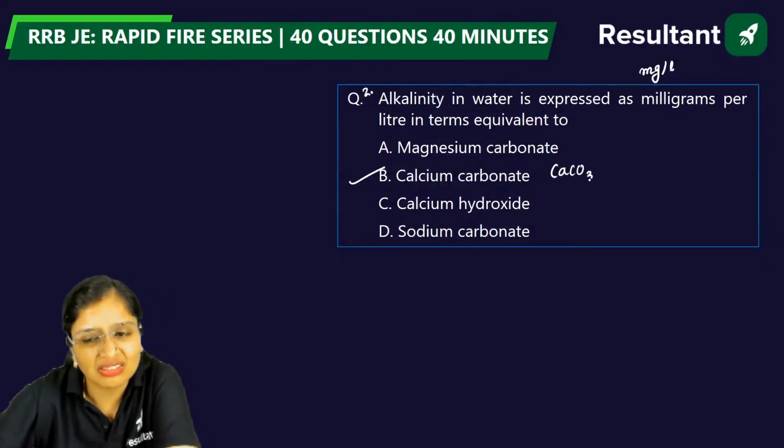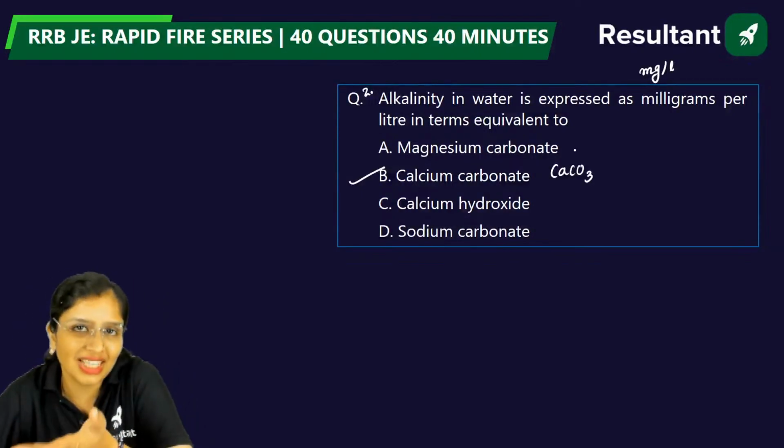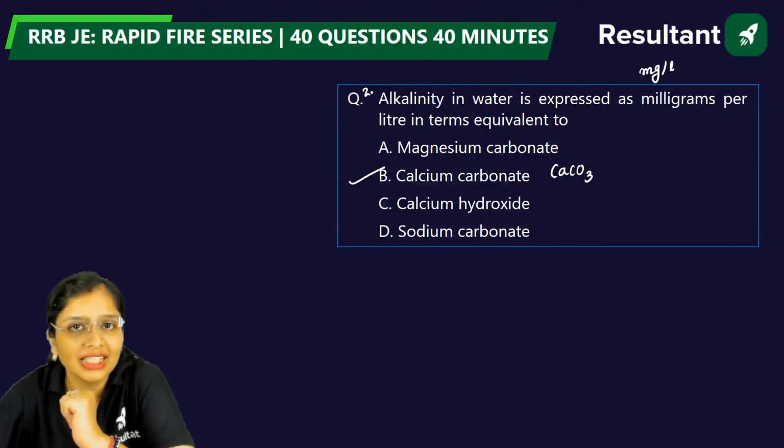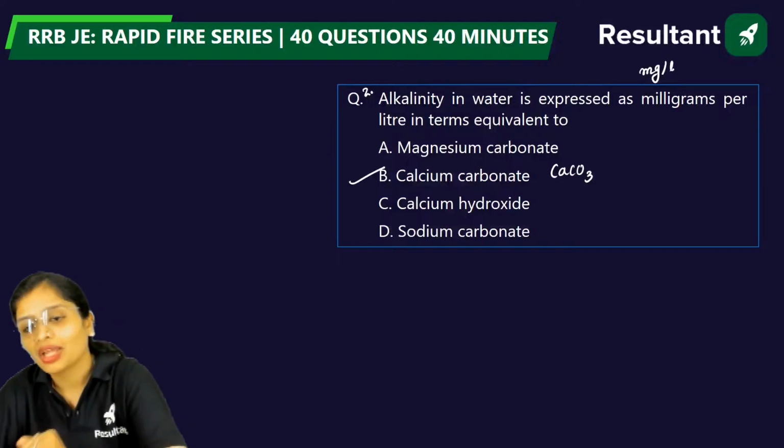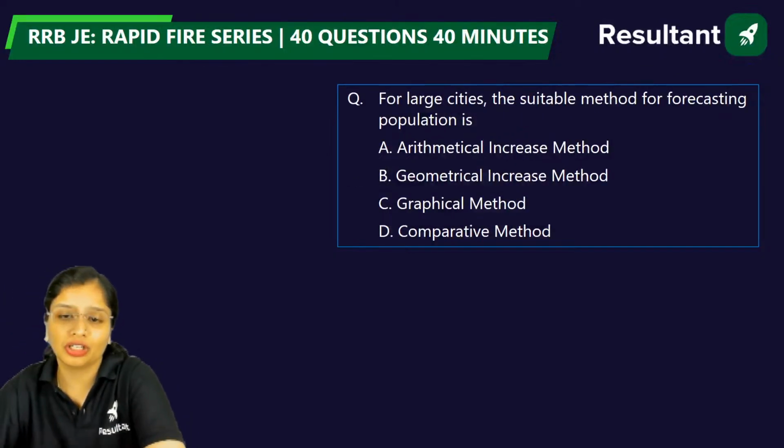The reason is no rocket science. Its molecular weight is 100. It becomes easy for calculation purposes. That's why we take it as CaCO3. Okay. Now, next.